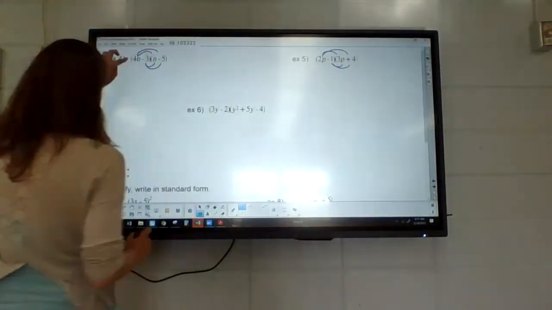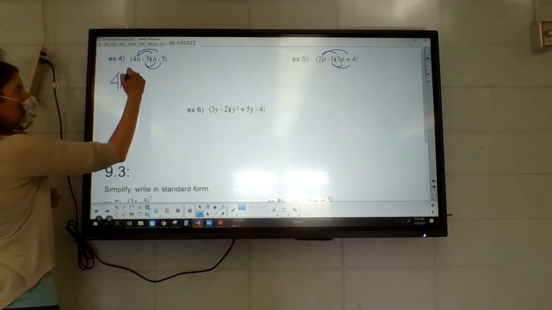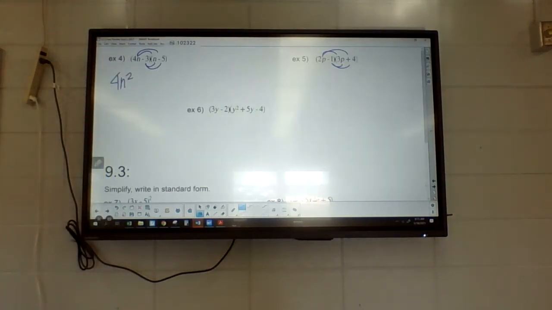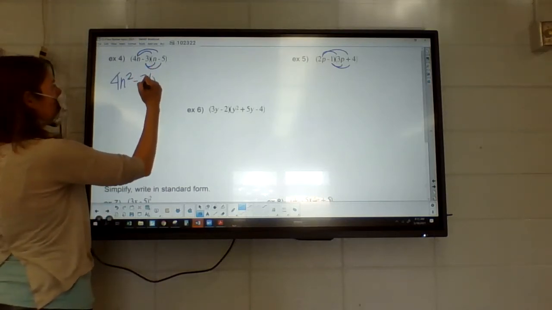I'm going to start going through these. So 4n times n is 4n to the second. 4n times negative 5 is a negative 20n. Sorry, positive 20n.